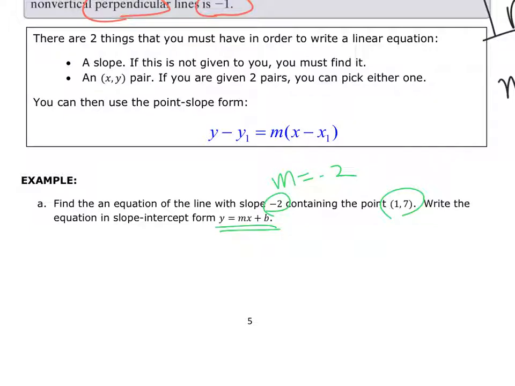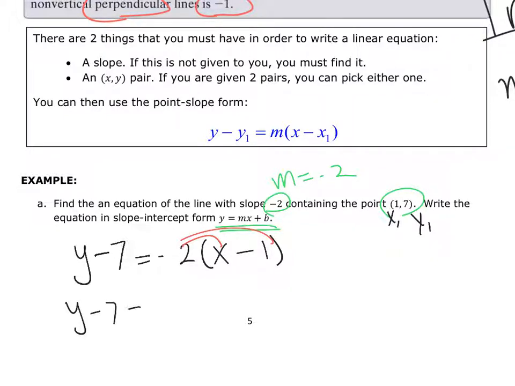So the first thing I'm going to do is use point-slope form. So I have y minus, I come over here, this is my x1, this is my y1. So I have y minus 7 is equal to, my slope is -2, and then I have x minus my x1, which is 1. There's an equation of a line, it's not in slope-intercept form. So what I would do is distribute the -2 onto those two terms. So I have y minus 7 is equal to -2x plus 2. I need y by itself, so I will add 7 to both sides, stack it under like terms. And I end up with y is equal to -2x plus 9.